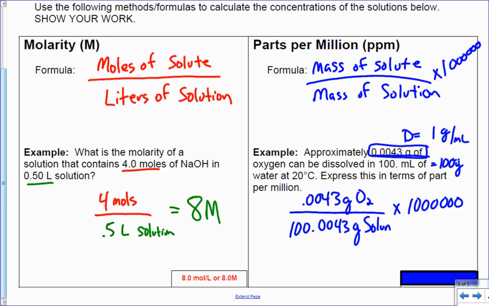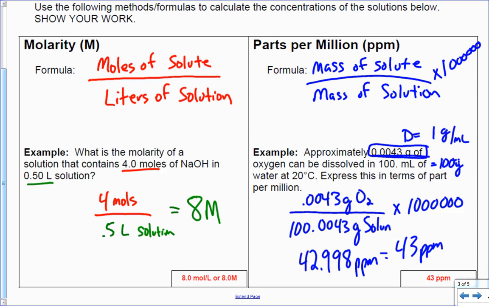Okay, so I get in my handy dandy calculator 0.0043 divided by 100.0043 equals, times 1 with 6 zeros, equals 42.998 ppm, parts per million, and I can say that's basically 43 ppm. Bam, 43 ppm. Good.